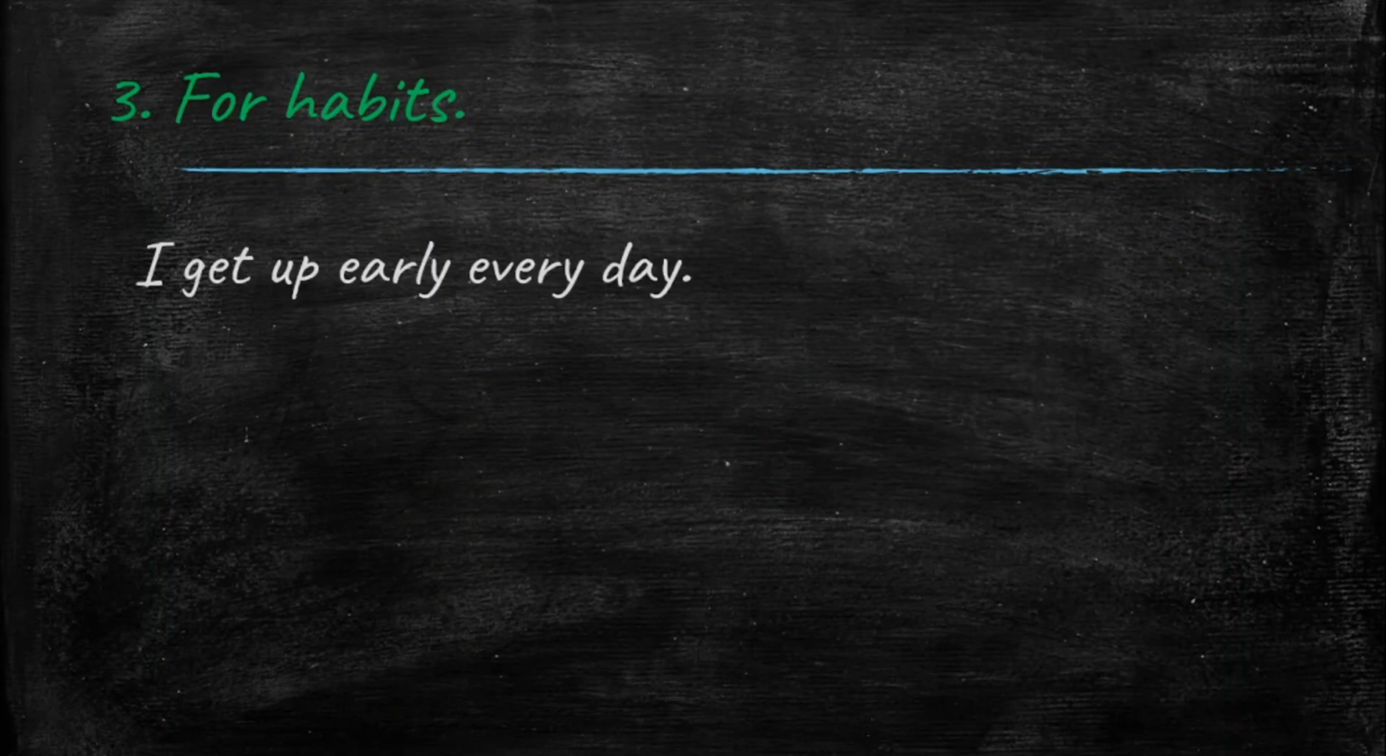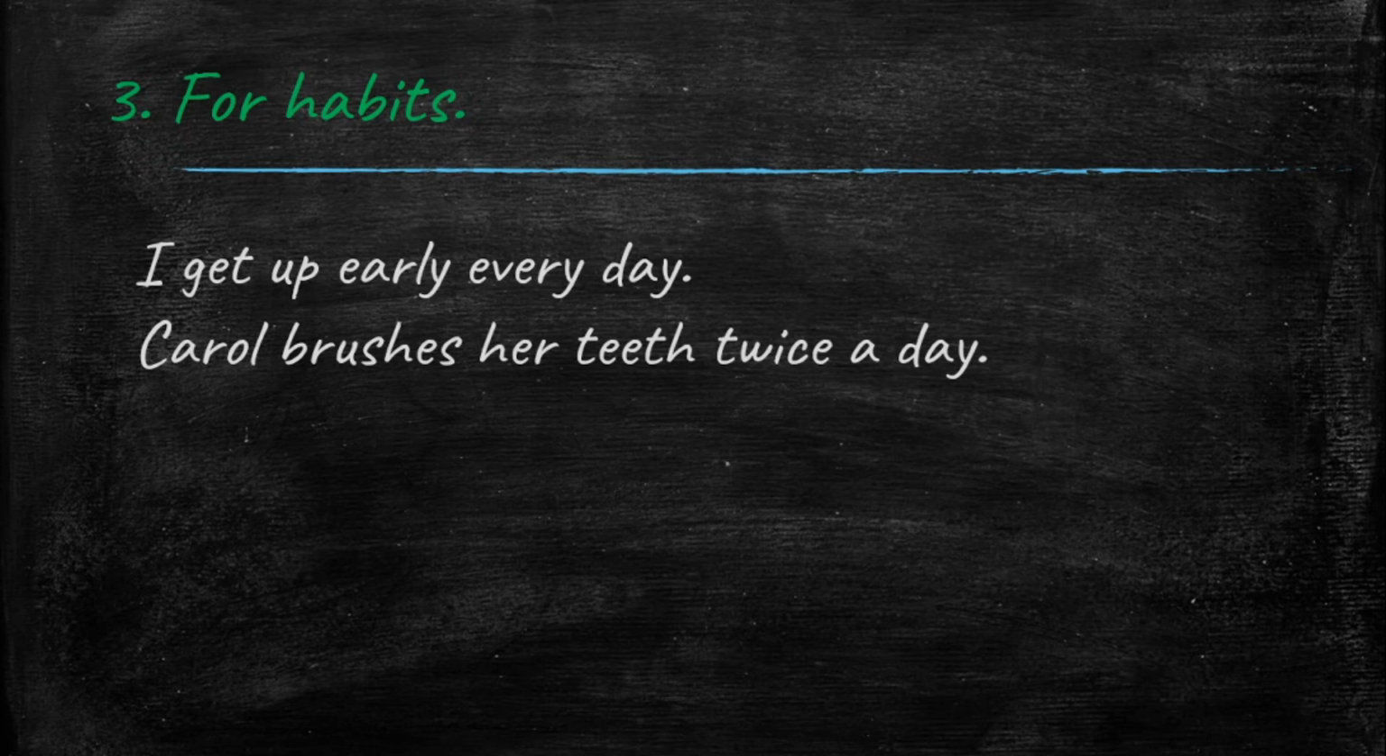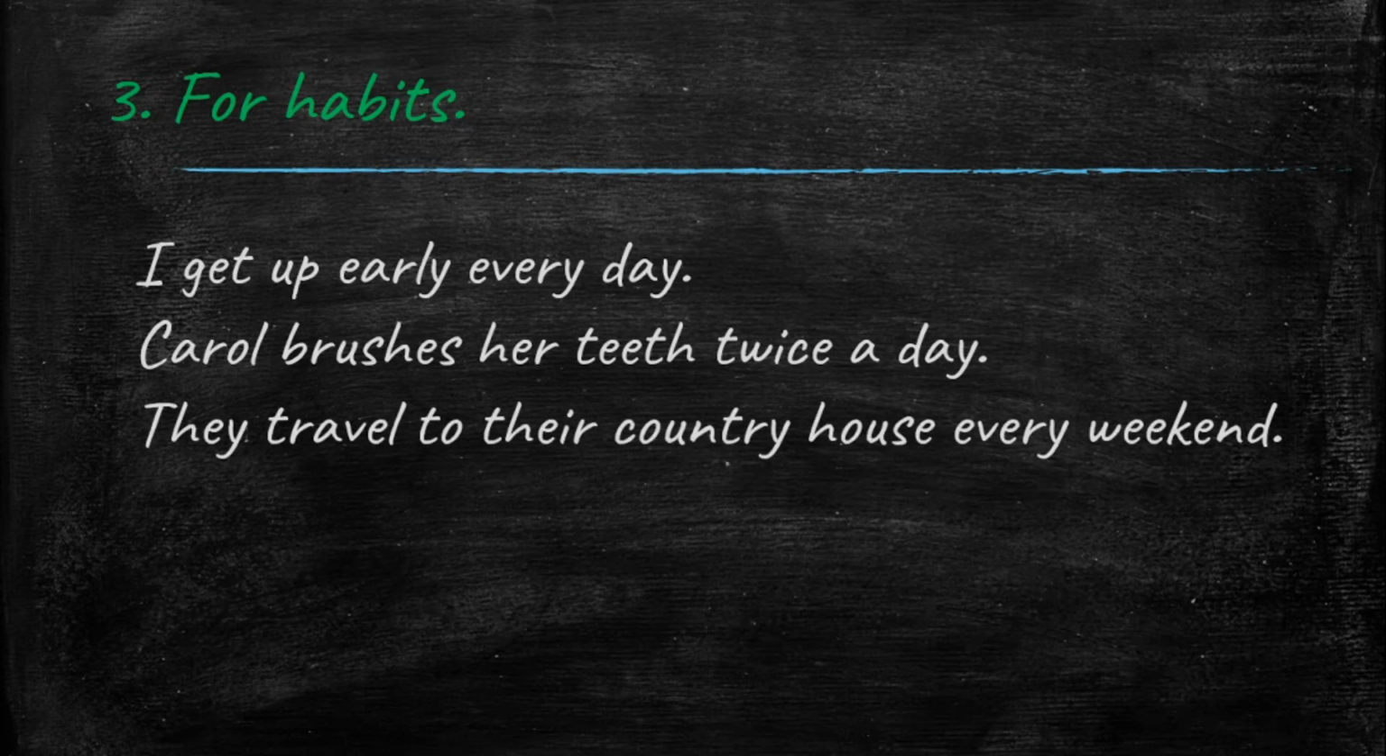Number 3, we use the present simple for habits and routines. For example, I get up early every day. Carol brushes her teeth twice a day. So this is a habit for Carol. She brushes her teeth twice a day. They travel to their country house every weekend.